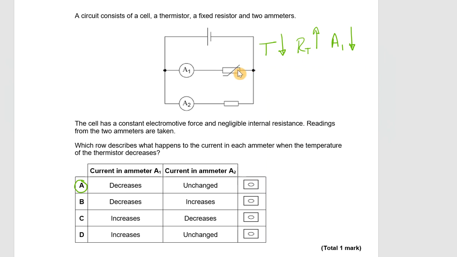Nothing's going to change in the current in this branch because the potential difference is going to remain the same, and that resistance is going to remain the same, so A2, no change. So let's have a look. We've got a decrease in A1, no change in A2.